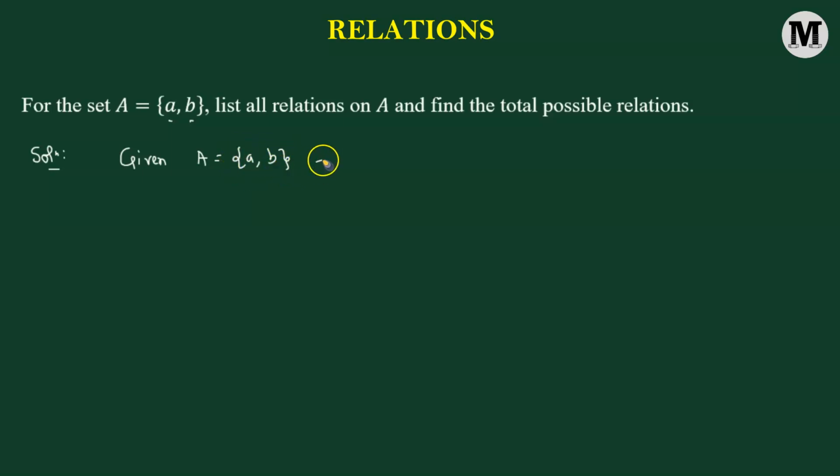So that means there are a total of 2 elements, so the number of elements in the set A equals 2. Our goal will be to list out all relations on A. What does it mean when we say all relations on A? This simply means that we have to find a relation R such that it is a subset of the Cartesian product of A with itself. So how many such relations are possible? Now let's do one thing.